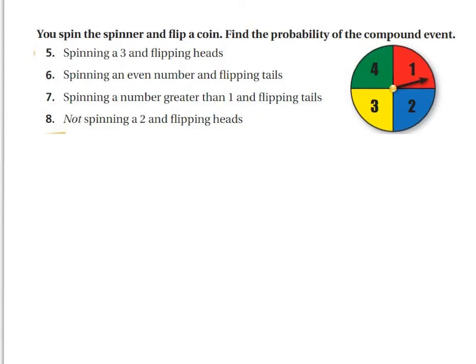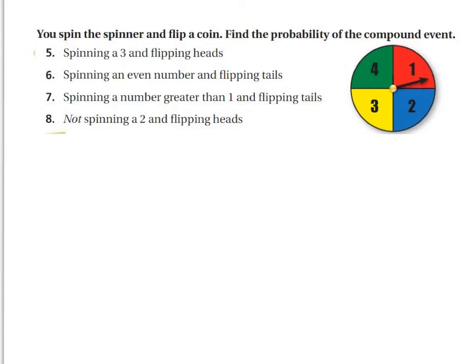You spin the spinner and flip a coin. Find the probability of the compound event. So spinning this spinner and flipping a coin, these outcomes will not change on the spinner, nor will the outcomes change on a coin. So this is an example of independent events.